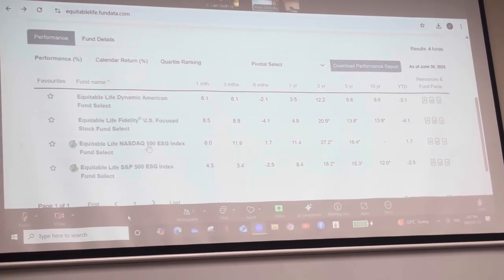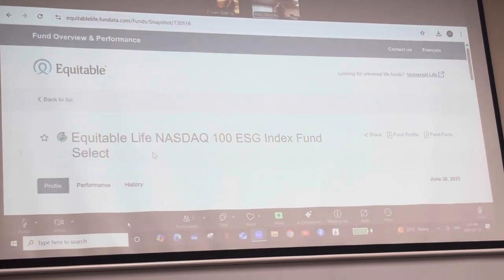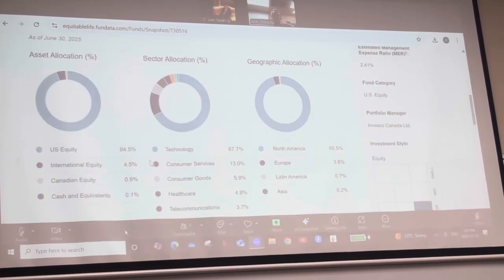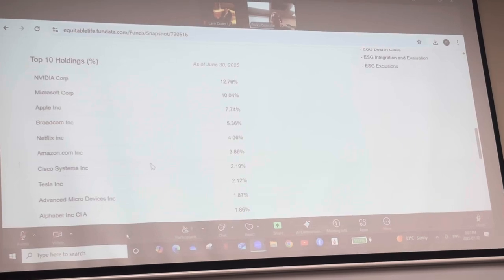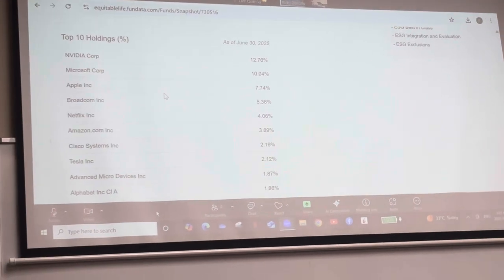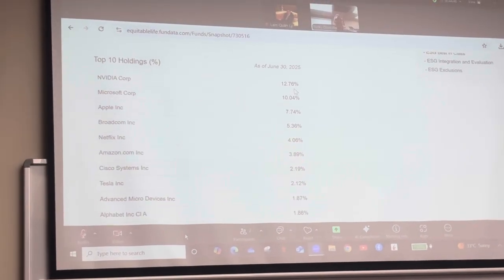Okay, so if you invest in here in the Nasdaq, these are the top 10 holdings. Okay, Nvidia is 12%, 12.76.